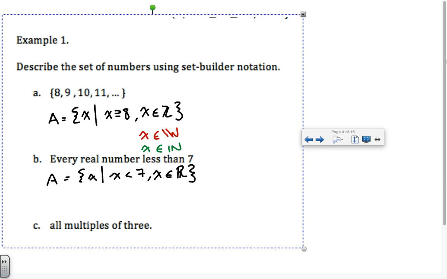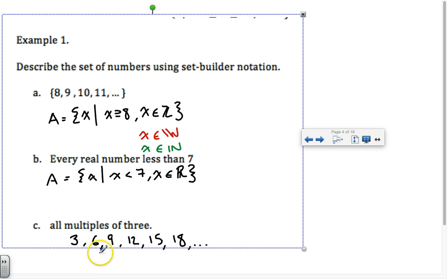So if I want to think, well, I want all of the multiples of 3. So if I start listing out all of the multiples of 3, that would be 3, 6, 9, 12, 15, 18, and this would go on forever, right?